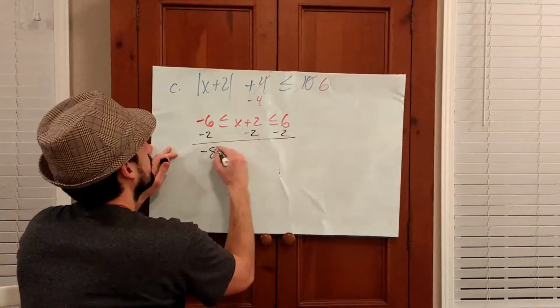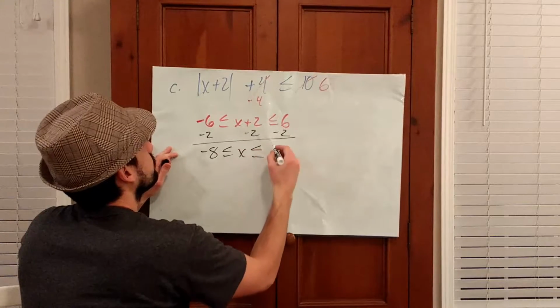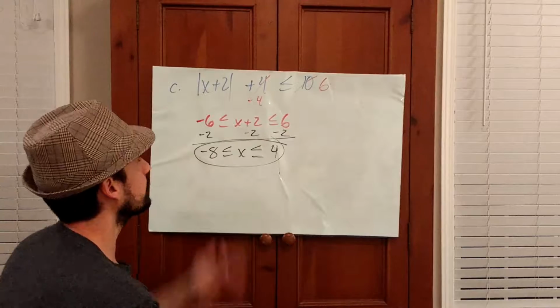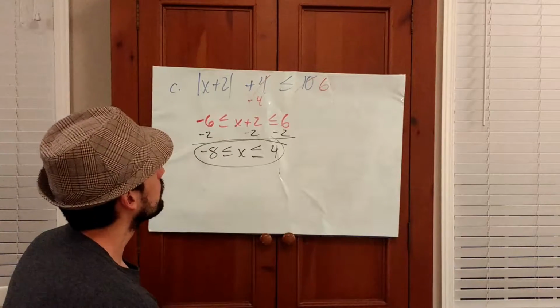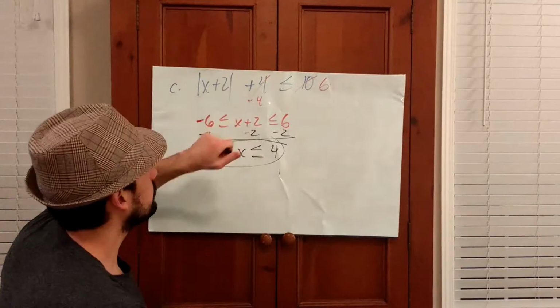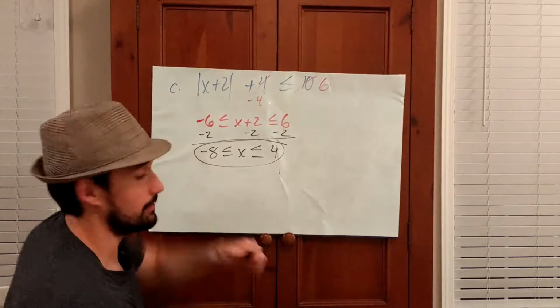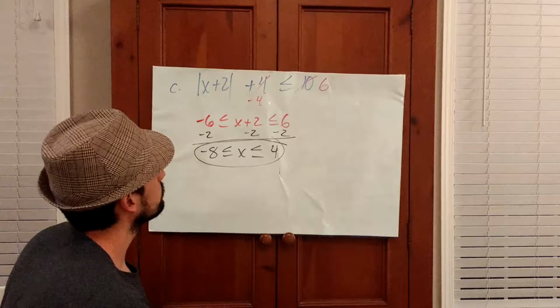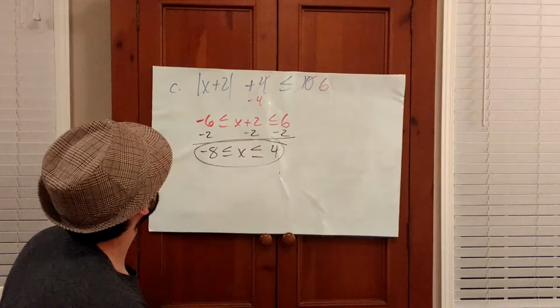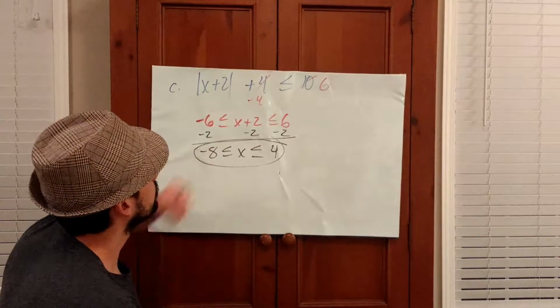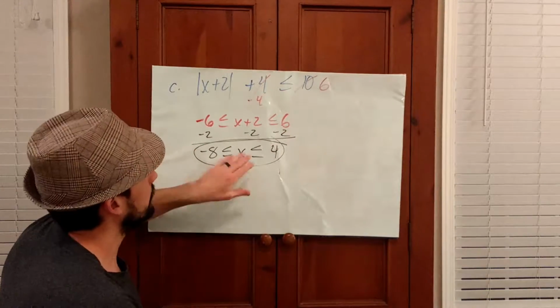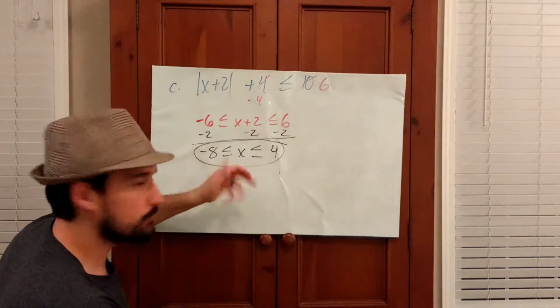So I have negative 8 is less than or equal to x is less than or equal to 4. And you can try those answers and see if they work, right? Negative 8 plus 2, that's negative 6. The absolute value is going to be 6 plus 4 is 10. 10 is less than or equal to 10. Right, same thing's going to work with 4, right? 4 plus 2 is 6. 6 plus 4 is 10. 10 is less than or equal to 10. Any number in between there should work.